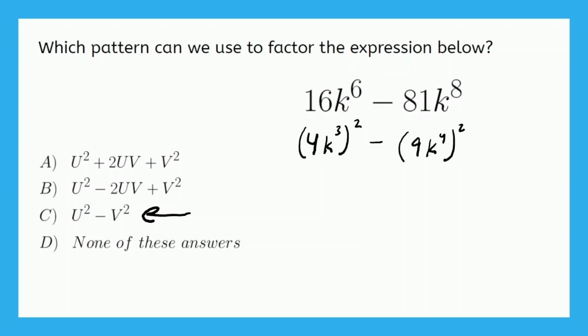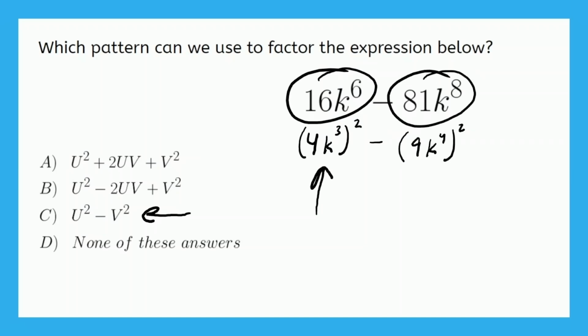And when we take the principal square root of this first term, we get 4k cubed. And when we take the principal square root of the second term, we get 9k to the 4th, which means that both of those 2 terms are perfect squares, and therefore C is the answer.